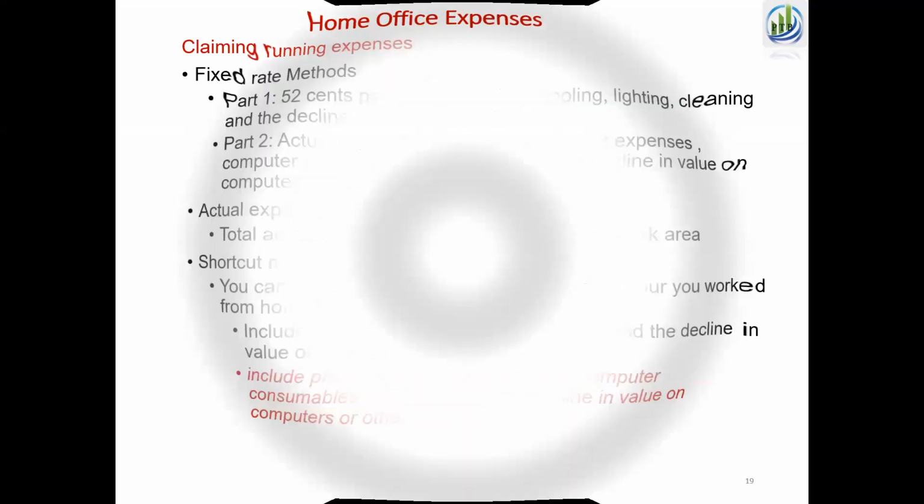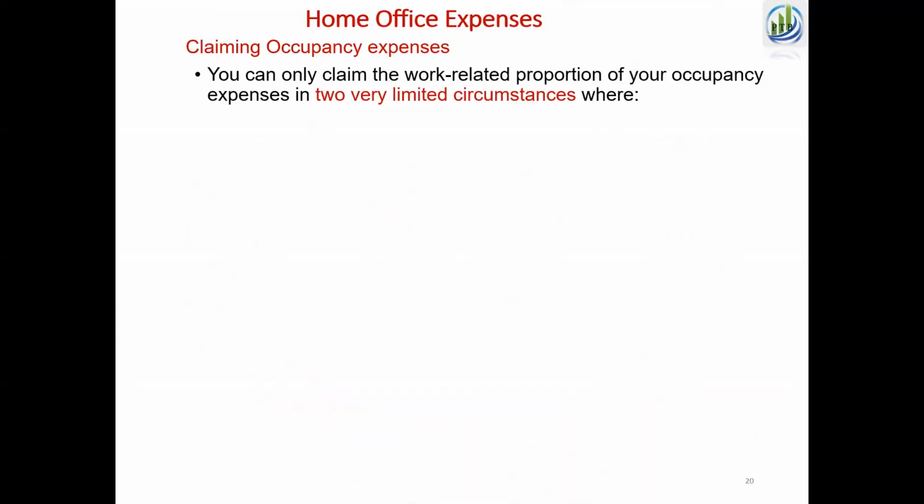As I said, if it is your principal place of work, you can claim running expenses and occupancy expenses. Running expenses have three methods: the fixed rate method, the actual expense method, and the shortcut method. That's good. Now we'll come back to occupancy expenses. When can we claim the occupancy expenses? Your principal place of work.